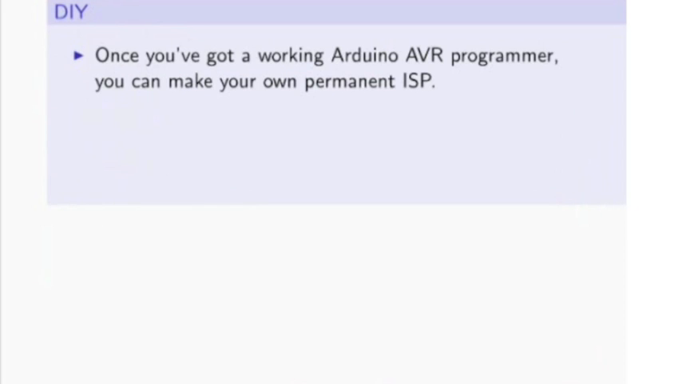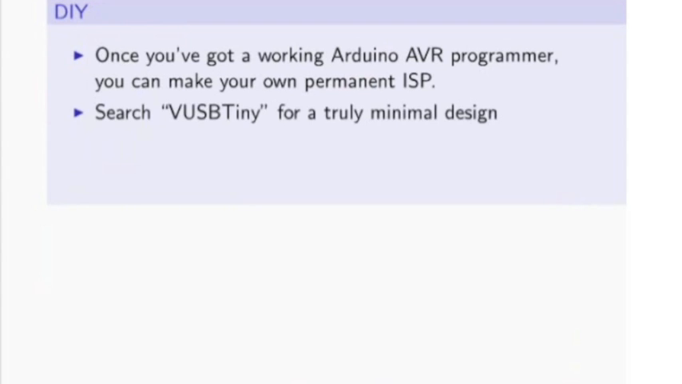If you get tired of using your Arduino as your in-system programmer, like you want to use it for Arduino prototyping again, you can make your own permanent do-it-yourself in-system programmer pretty easily. A package I recommend is VUSBTiny, which is a super minimal design. It uses 1 chip and a couple Zener diodes and some resistors, and that's it. It speaks USB and then transfers that over to the chip to program it. That's fantastic.